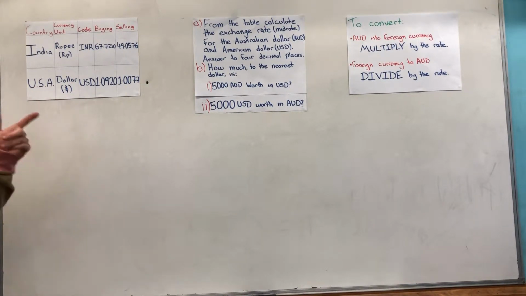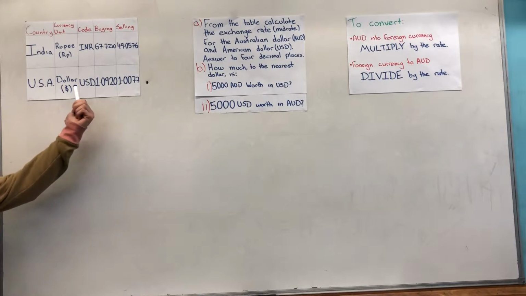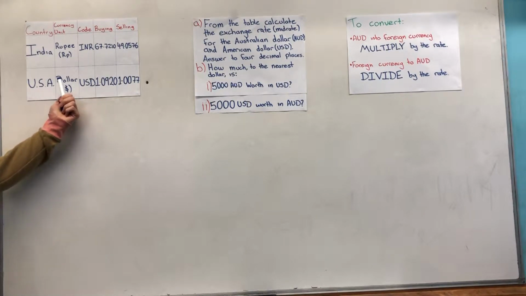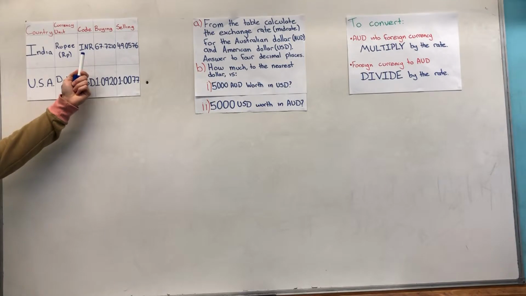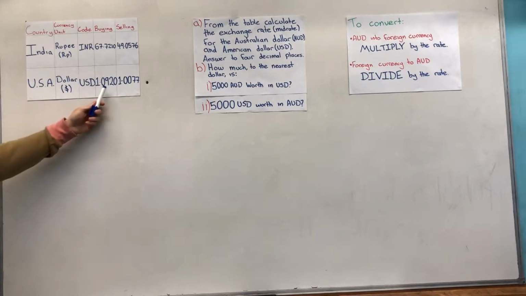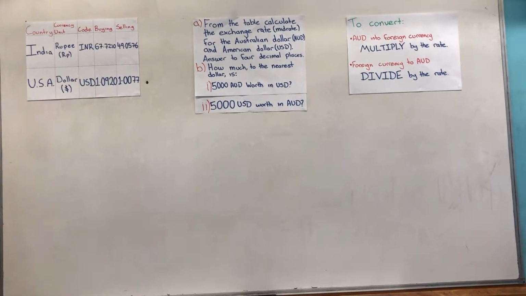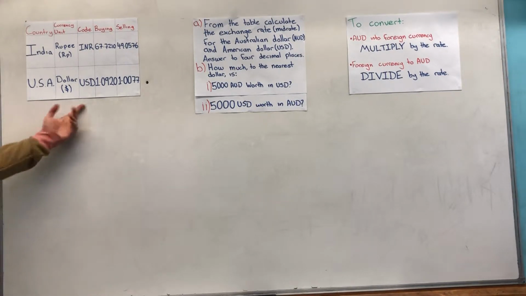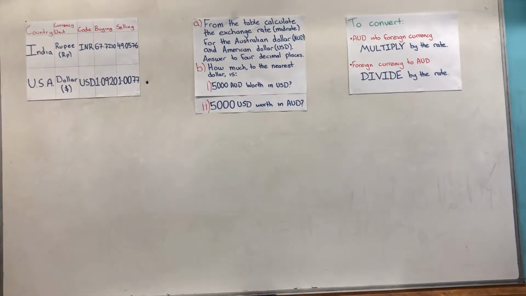The first example in the book says, from the table, calculate the exchange rate or the mid-rate for the Australian dollar and American dollar and answer to 4 decimal places. Usually when currencies are published in newspapers and stuff like that, they use 4 decimal places. I'm not sure why actually, but that's what it goes to. And obviously we only have 100 cents in our dollar, so we use the first 2 after the decimal point.